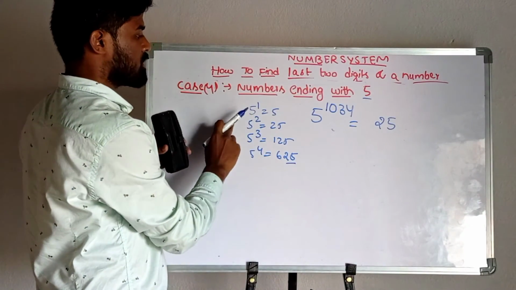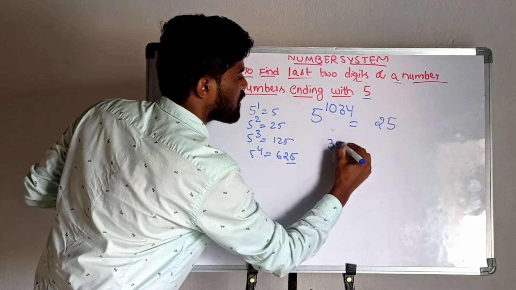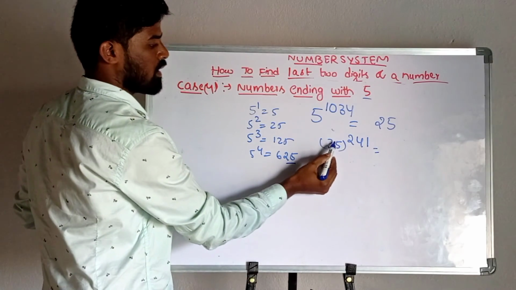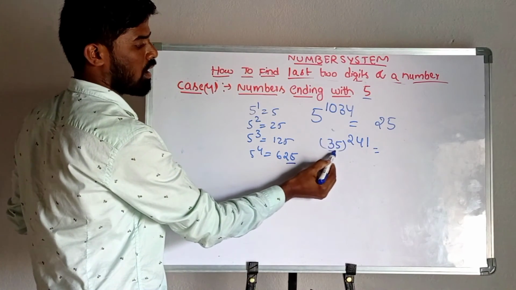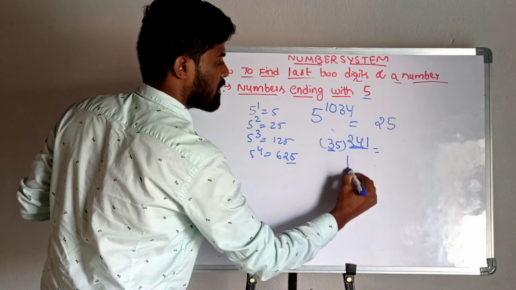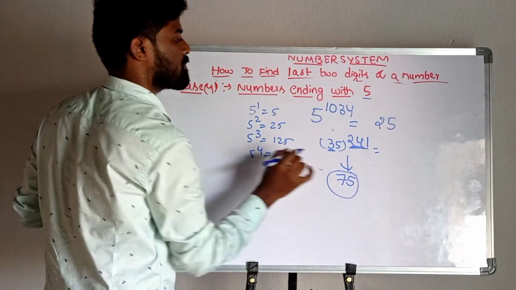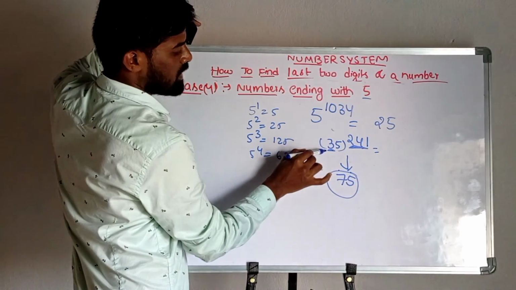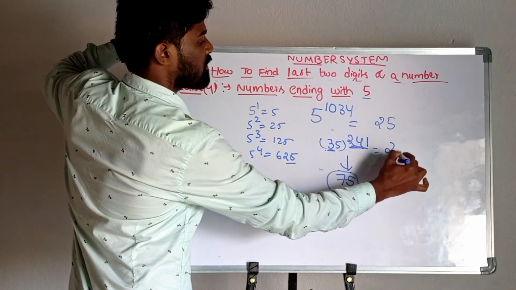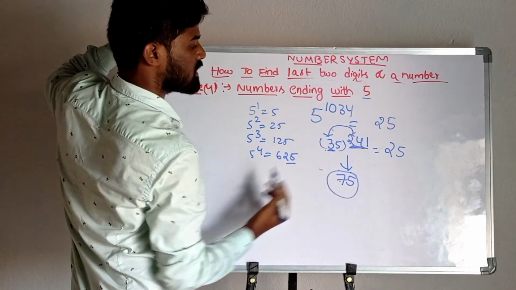But there is an exception to this rule. If it is 35 to the power of 241, in this case the number before 5 is odd and the power is also odd. In this case the number ends with 75. This is an exception. If the number here is even and here is odd, then it ends with 25. Only if the two numbers here are odd, then it ends with 75.